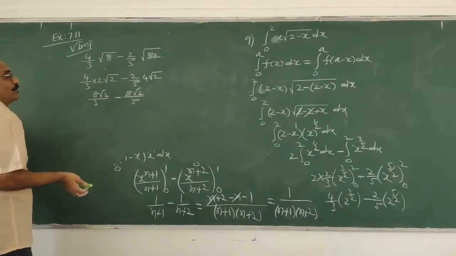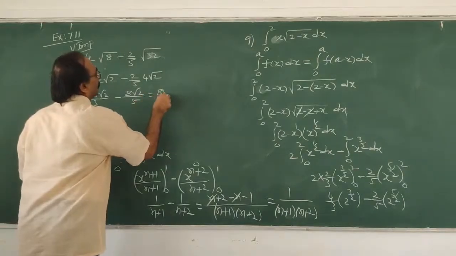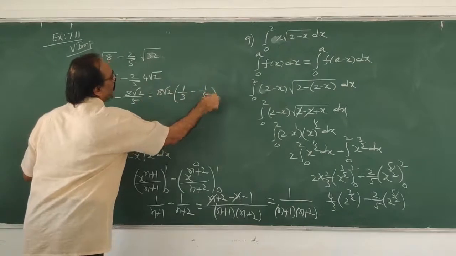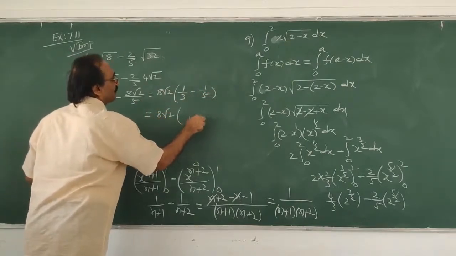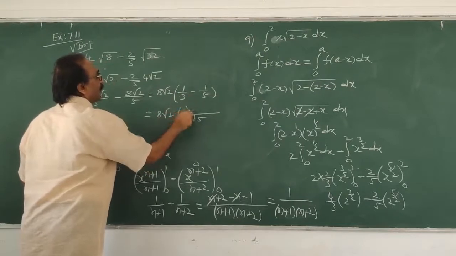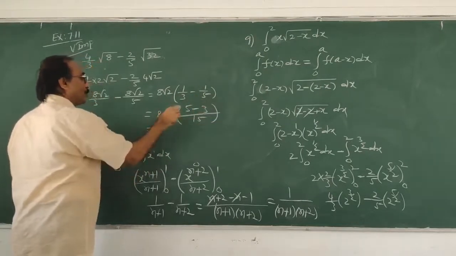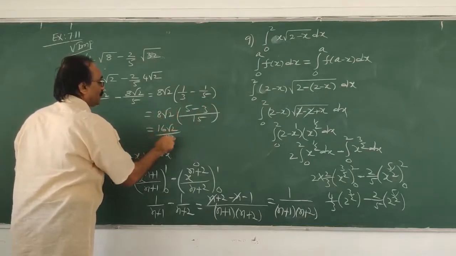Correct? 8 root 2, 8 root 2 only. Okay. Now, 8 root 2 is common. So, how much are you going to get? 1 by 3 minus 1 by 5. So, 8 root 2 into LCM, which is 15. In 15, 3 goes 5 times. In 15, 5 goes 3 times. 5 minus 3 is 2. 2 into 8 is 16 root 2 by 15.